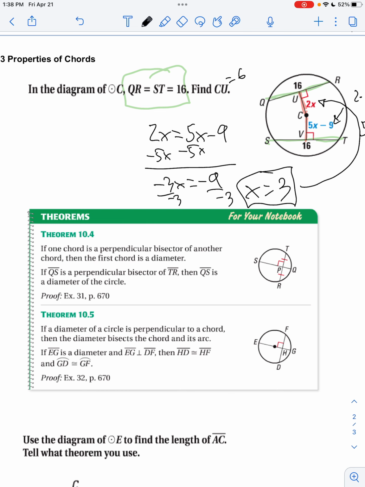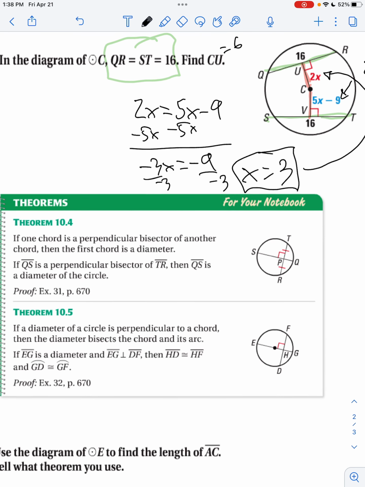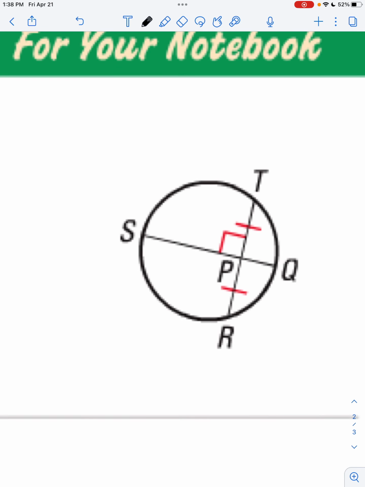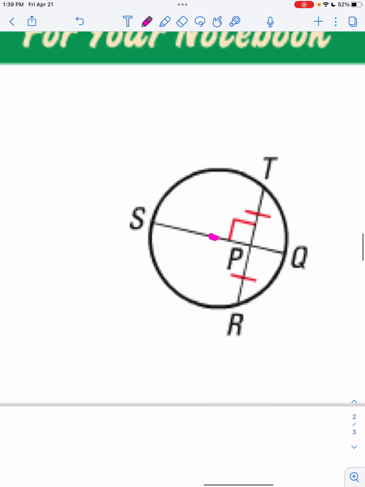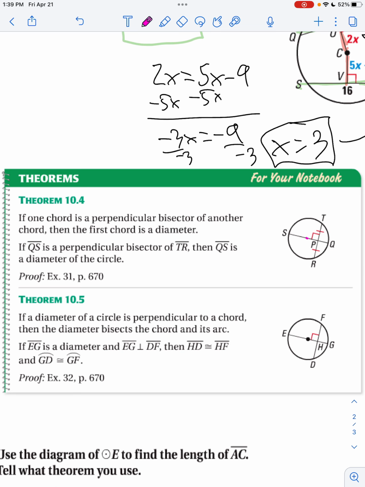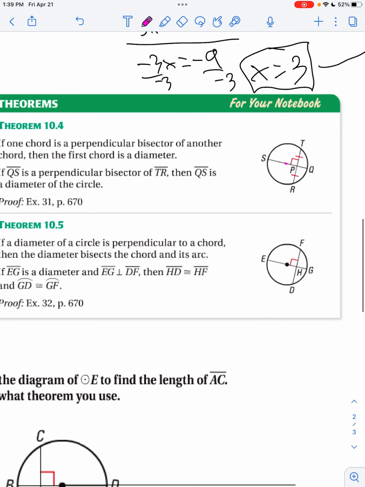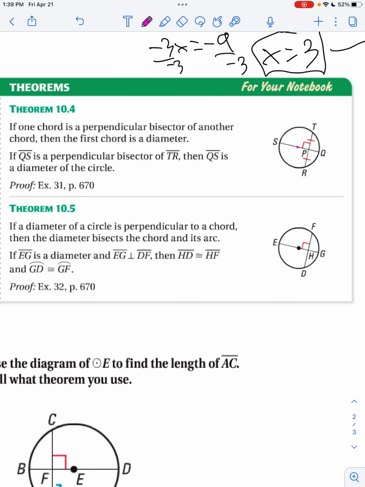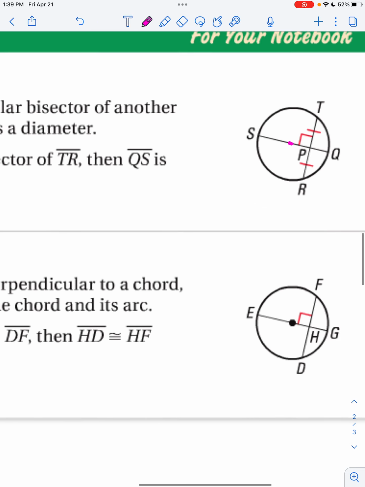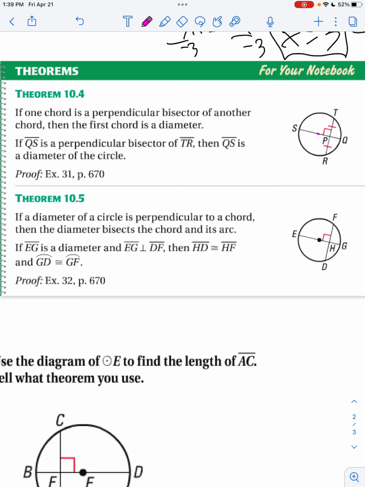Okay, if one chord is a perpendicular bisector of another chord, then the first chord is a diameter. Basically, if I've got a chord that gets evenly split in two, then in order to do that it would have had to go through the center, and diameters always go through the center. Again, these are just more properties, things where, when we know one thing to be true, we can deduce a lot of other things that are true. And if it's perpendicular, then you can say that it bisects it, because it's going through the center at a 90 degree angle.